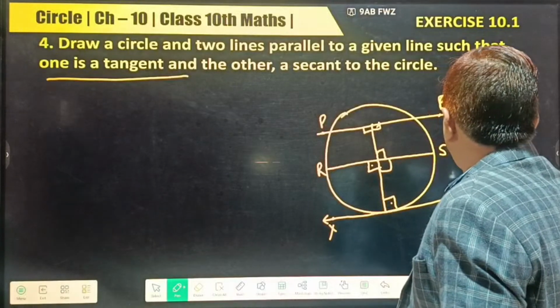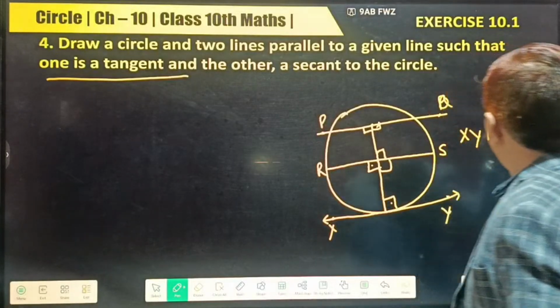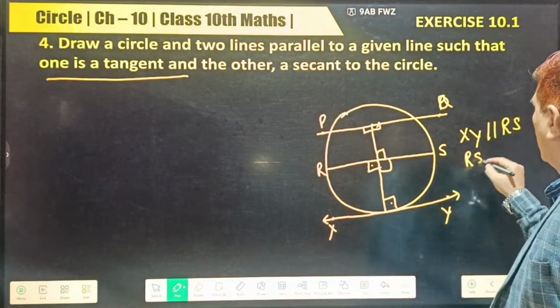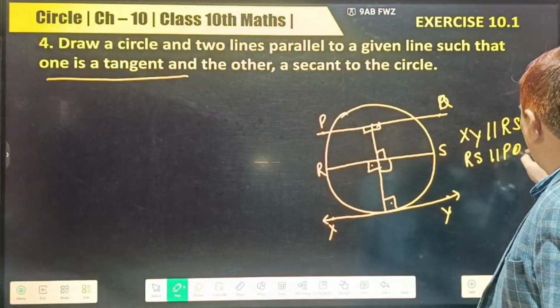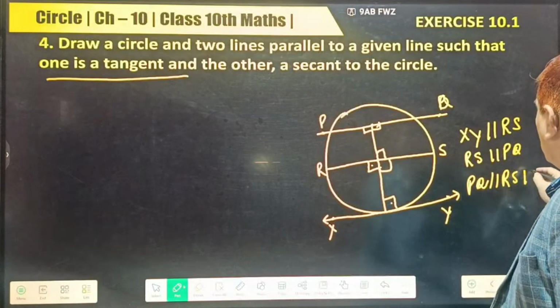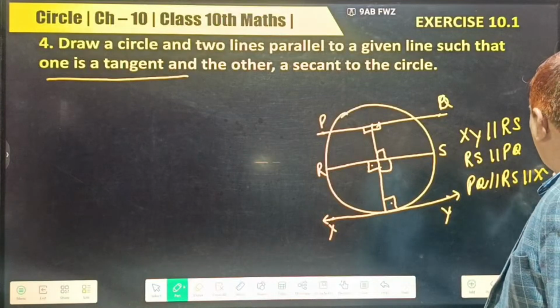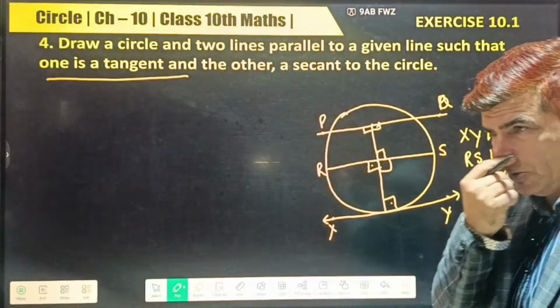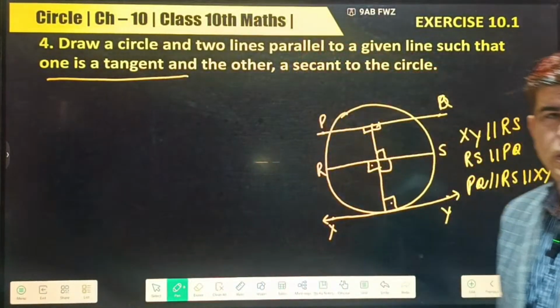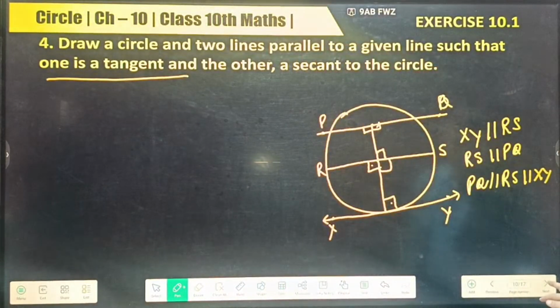So here XY is parallel to RS, and RS is parallel to PQ. So all are parallel to each other. PQ is parallel to RS, which is parallel to XY. So understood? So in this way we can solve this exercise. Now next.